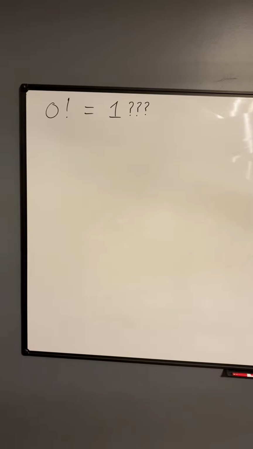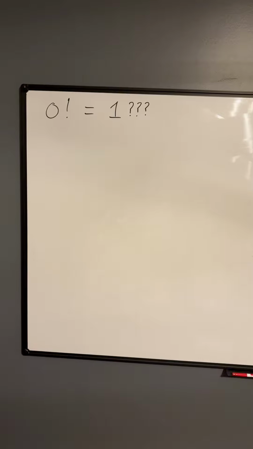All right, so let's talk about 0 factorial. 0 factorial is actually equal to 1. And this may be something that you memorized from whenever you were taking your math classes, but you may not have ever understood why it's the case, because it's really not intuitive. So let's talk about it in two different ways.